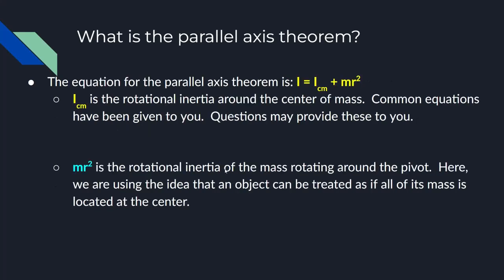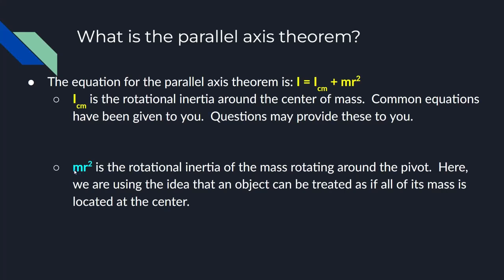So the equation for the parallel axis theorem basically states that the rotational inertia around any point is going to be equal to the rotational inertia around its center of mass plus mr squared. So that's what ICM is. ICM is the rotational inertia around the center of mass. Like I said, you tend to have a lot of common examples. So you know what the rotational inertia is for a beam around the center of mass. You should also know it for like a sphere around the center of mass because they're just very common. But you don't have to memorize them because they're usually going to be given to you.